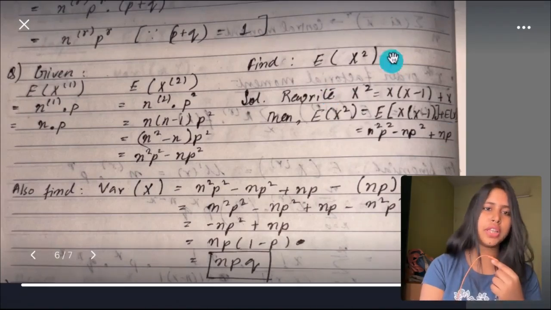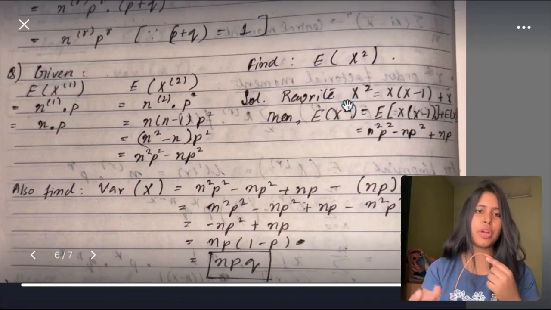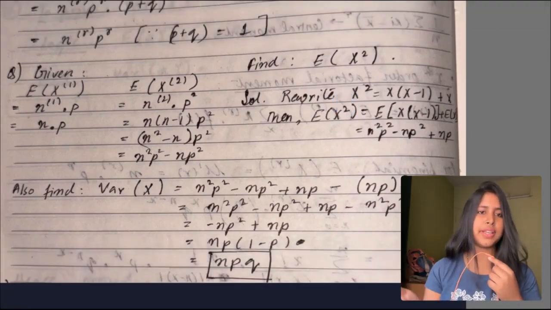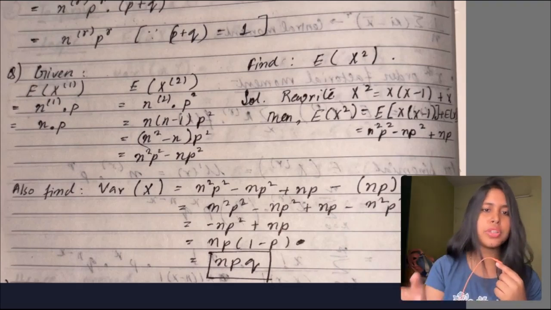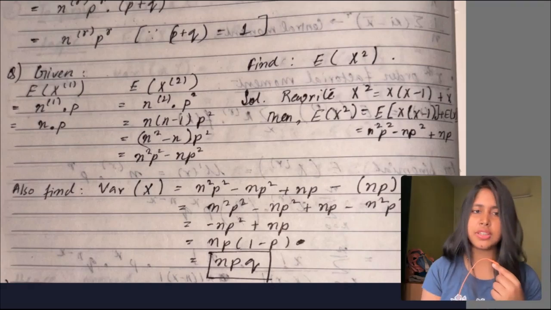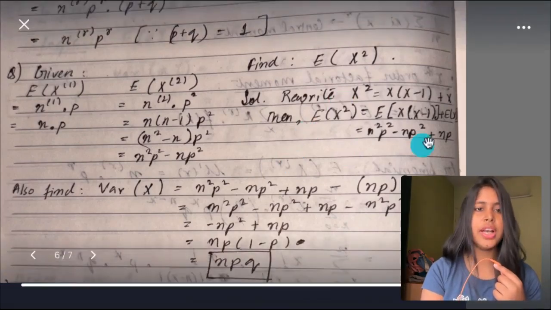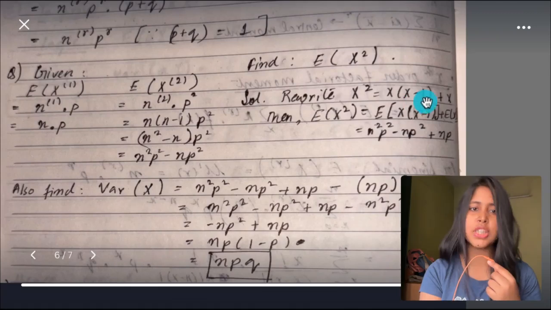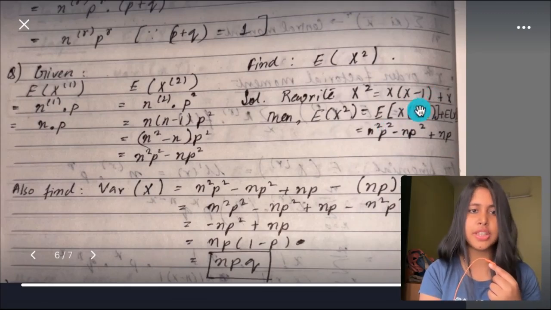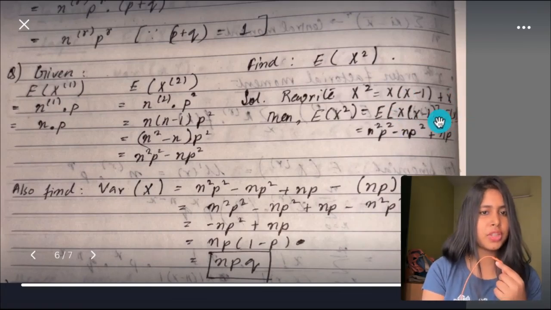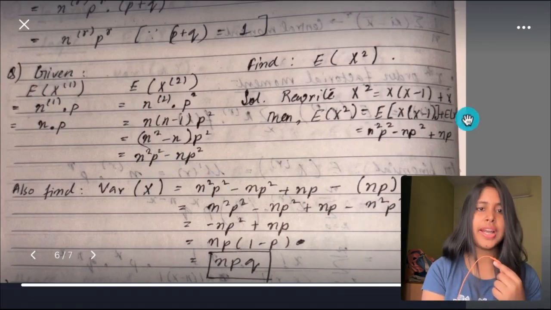Okay. And here you need to find the expectation of x square, which gives the variance. Now see, if you rewrite x square as x into x minus 1 plus x, then we take the expectation on both sides. The expectation of x square equals the expectation of x into x minus 1 plus the expectation of x. Okay, now what is the expectation of x into x minus 1? It is n square p square minus np square, and the expectation of x is np. So we get this.